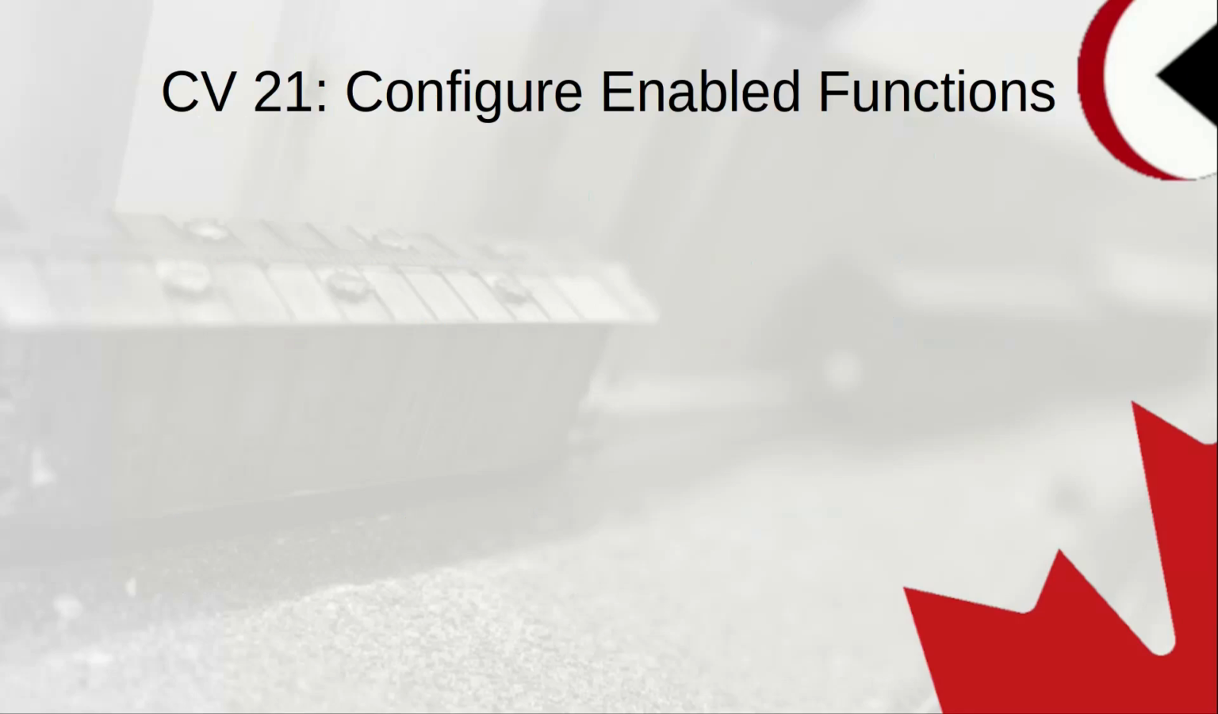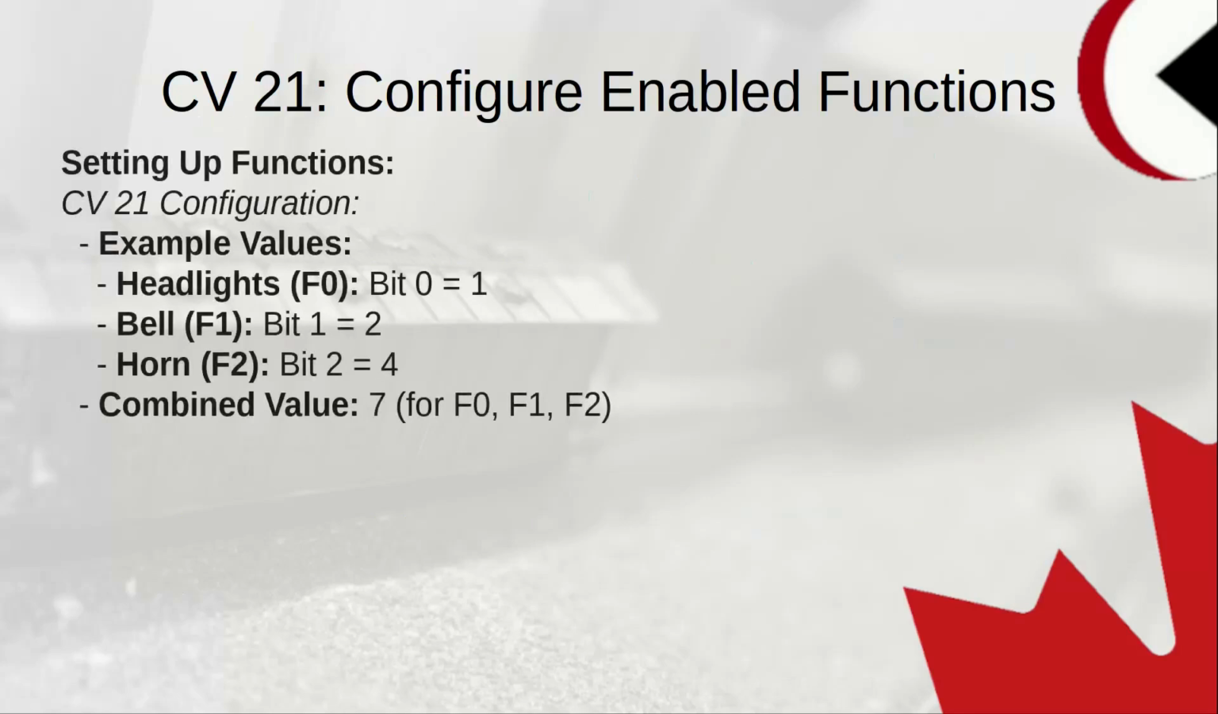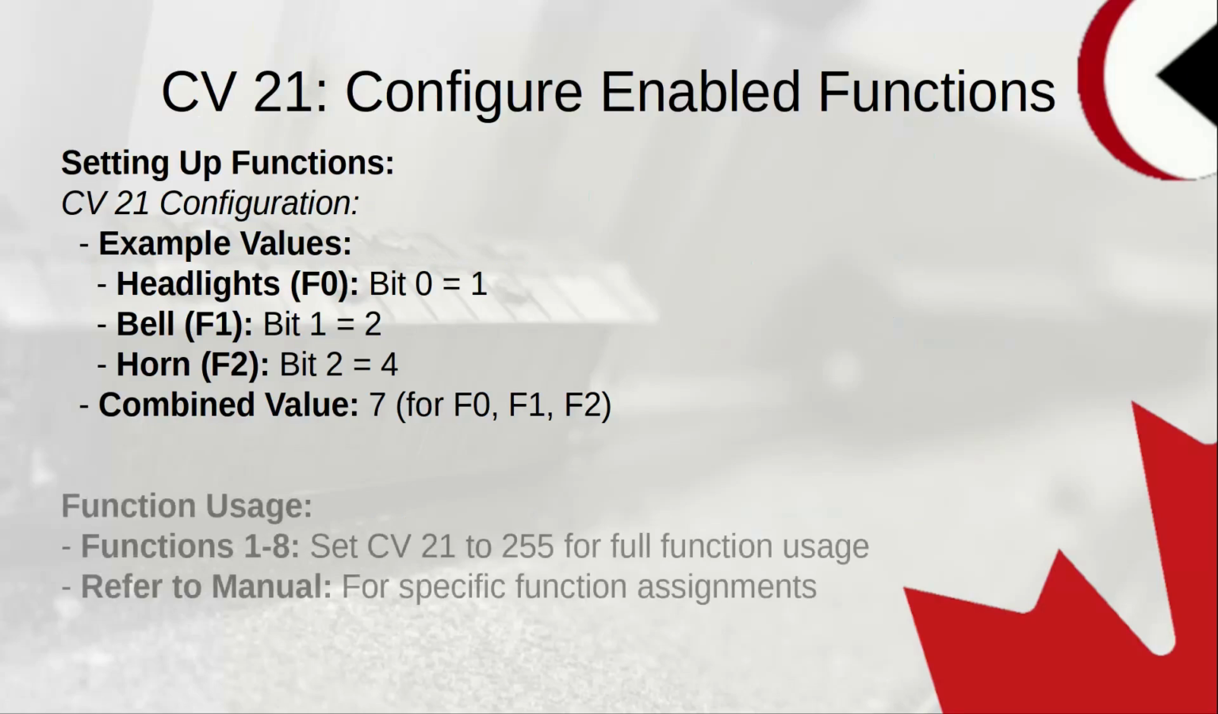CV21 allows you to pick and choose which functions from function 1 to function 8 you want the engines to have. For example, if you want to enable lights, horn, and bell on a model, you would add the values of bit 0 to bit 2 and put that into CV21. In this case, bit 0 is 1, bit 1 is 2, and bit 2 is 4, for a total of 7. I plan on using functions 1 through 8, so I'll give this a value of 255. You can see this on page 66 of the user guide for both models.